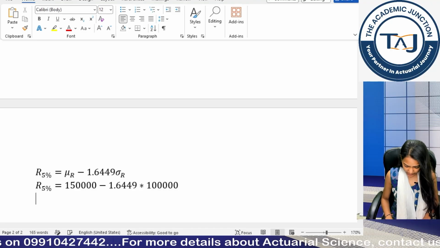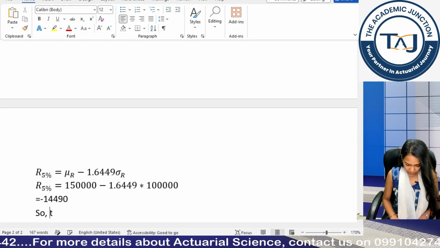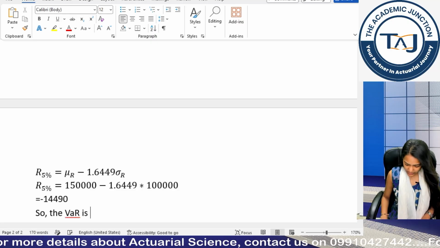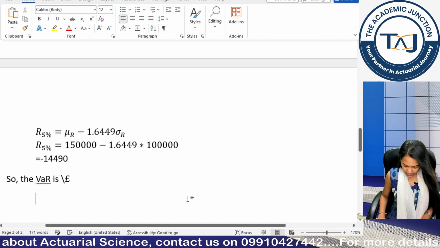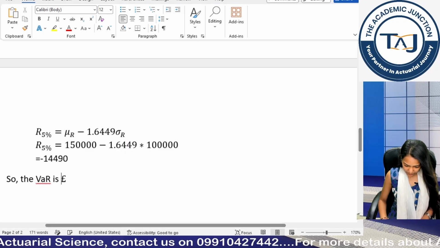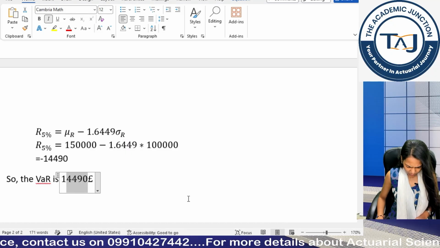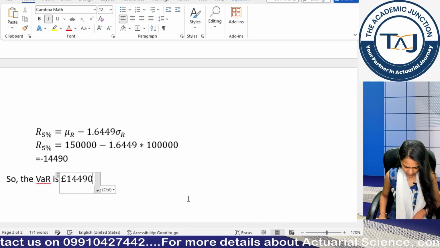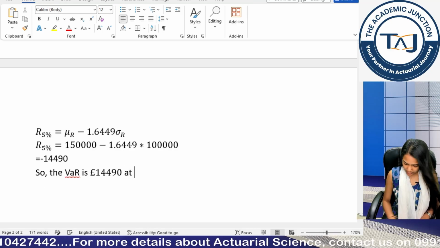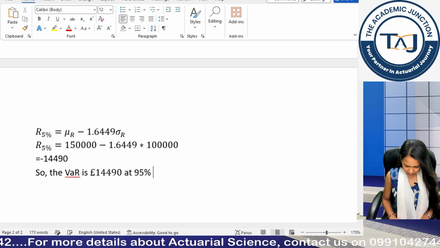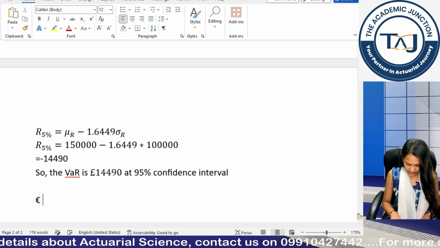Okay, and this is equal to minus 14490. So again writing the statement of conclusion, the VAR is pound, I have to use backslash pound F3, let it go to F3, don't worry, and 14490, since it goes to the left. Again I adjust back the alignment at 95% confidence interval. Okay, let's move on to our last part, that is E.